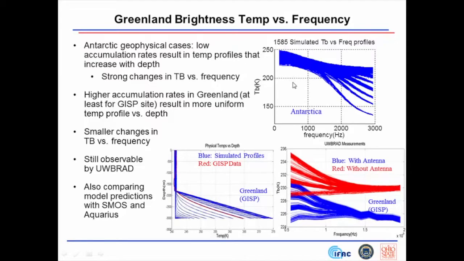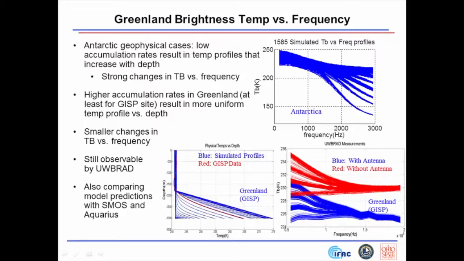On the other hand, in Greenland, the higher accumulation rates result in a more uniform temperature profile versus depth. So it turns out in Greenland, the temperature is more uniform and increases only further down into the ice sheet, which gives us much flatter brightness temperatures versus frequency, as shown here. This is brightness temperature versus frequency in Antarctica up here and in Greenland down here. So we do have a smaller signature in Greenland. It's definitely going to be a more challenging case. However, that smaller signature corresponds to the fact that the temperature profile itself is more uniform versus depth, which is what we're trying to sense. So there's nothing necessarily wrong with that, but it will be a smaller signature that we'll be looking for, which places more requirements.